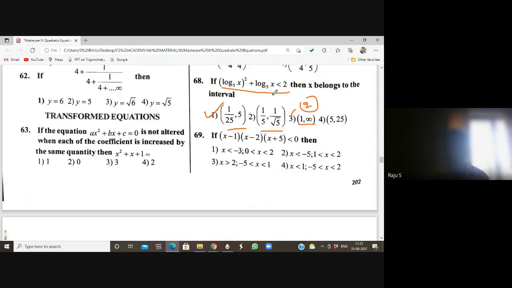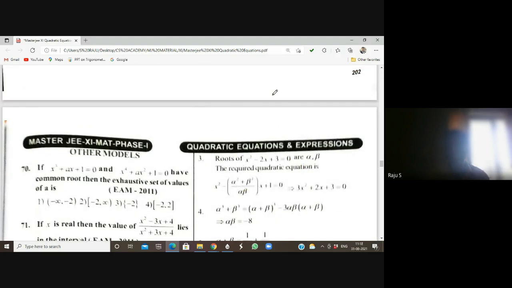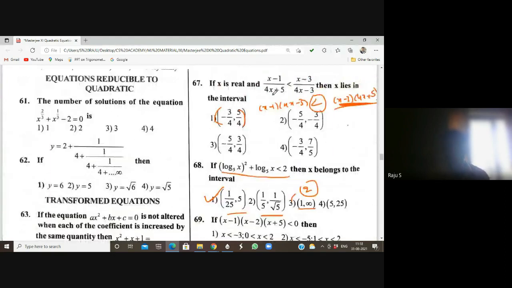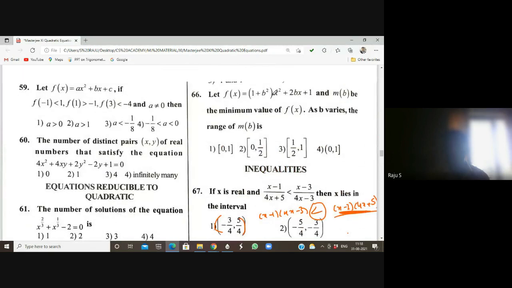Easier. This and all we will discuss clearly. In inequality, don't worry about that. Okay.